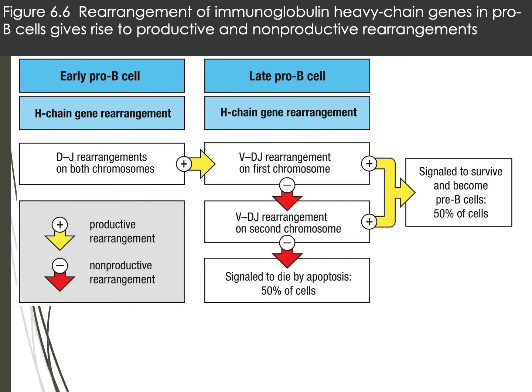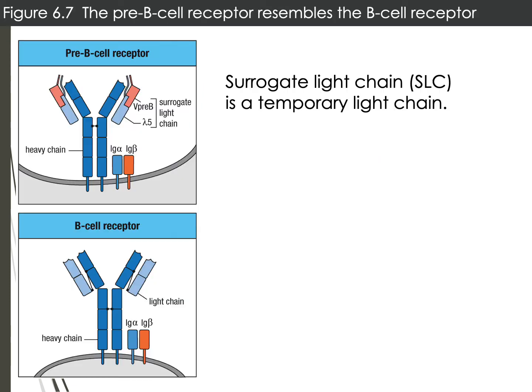And it's not necessarily that they've done something wrong, but remember, this is random, right? Rearrangement is random, and so randomly, by putting the DJ segment together and then a V segment onto that, it just doesn't code for something that's useful, right? That's not going to make a functional heavy chain, and so the cell goes into apoptosis. Now, in some cases, this second round of VDJ segment rearrangement can lead to a functional heavy chain. And at that point, that cell would survive and be able to go into the pre-B cell stage.